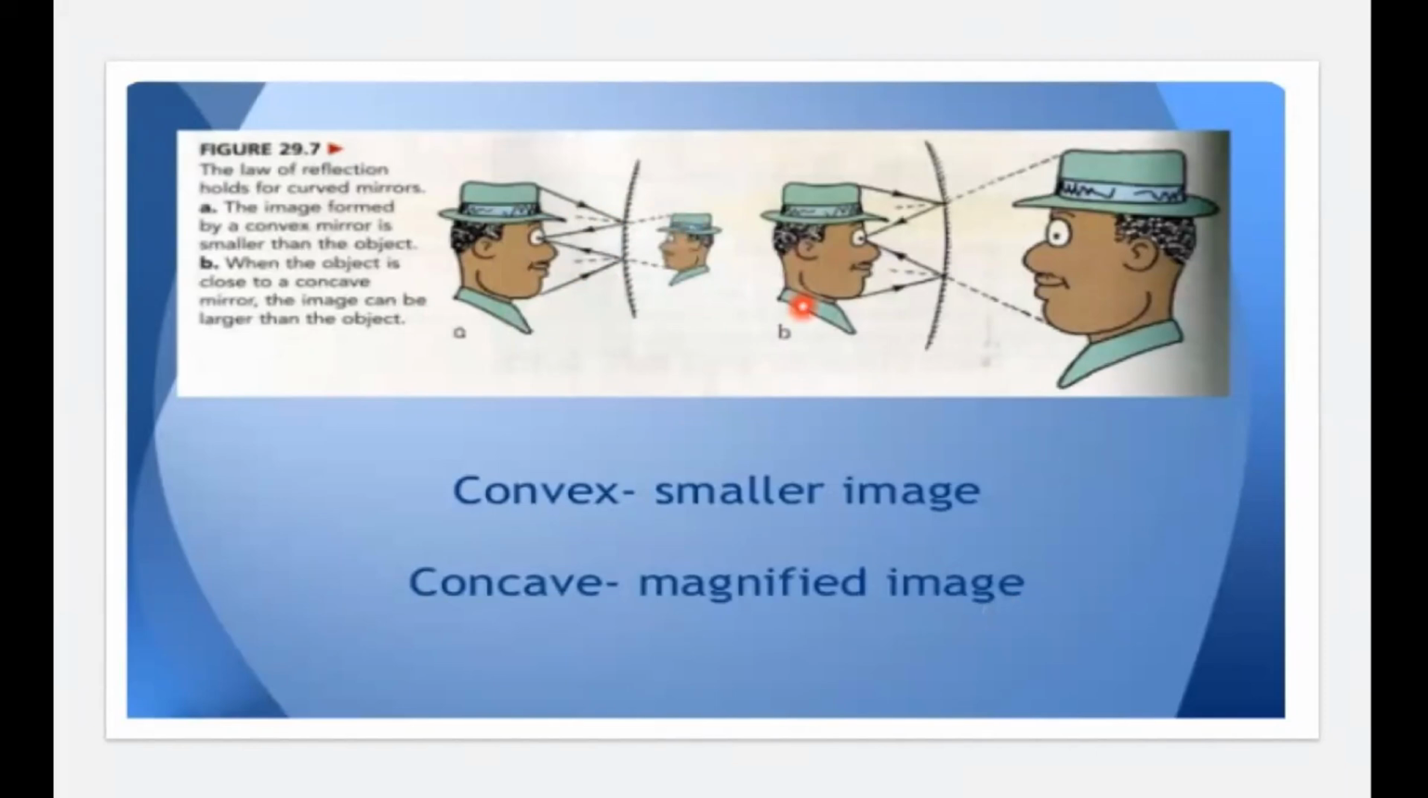Whereas on the right hand side, you can see a convex mirror. A person is seeing himself in the convex mirror, but you can see the image is very, very small. So the convex mirror shows us a smaller image.